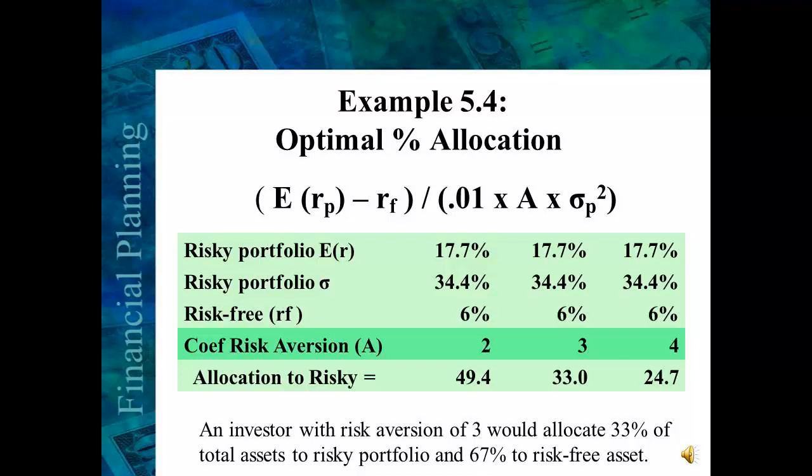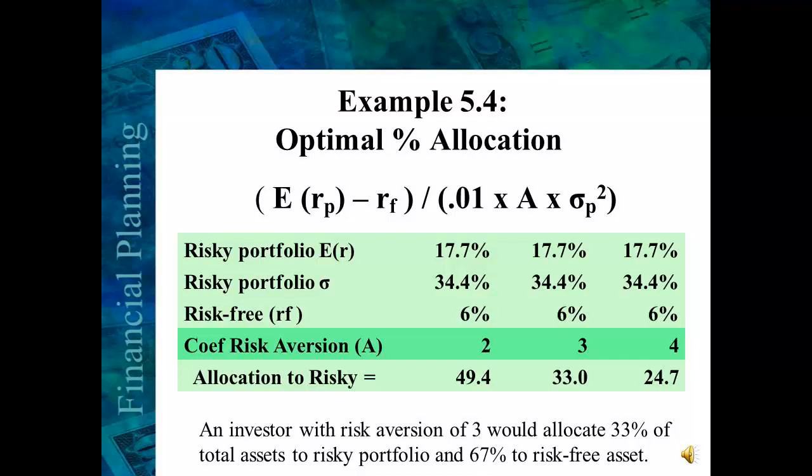Let's consider the more conservative investor first. The aversion index for this person is 4. Remember, since the aversion index is in the denominator of the equation, a higher number will result in a lower allocation to the risky portfolio. Inputting the data, you find that 17.7% minus 6% equals 11.7%. That is the numerator of the equation.